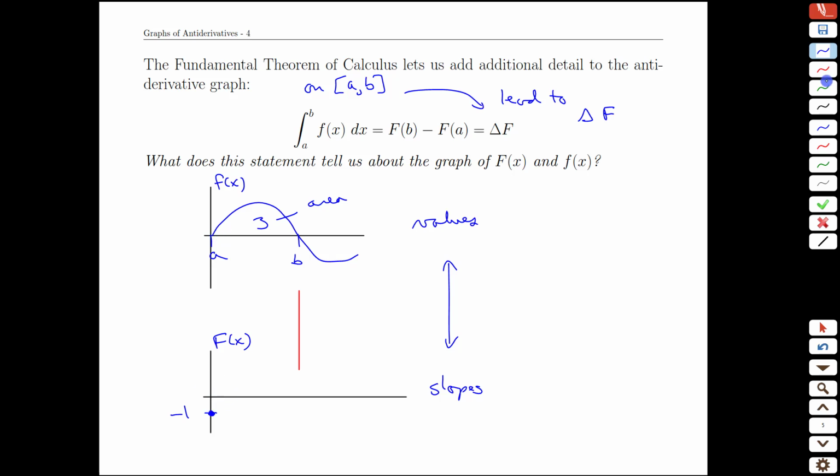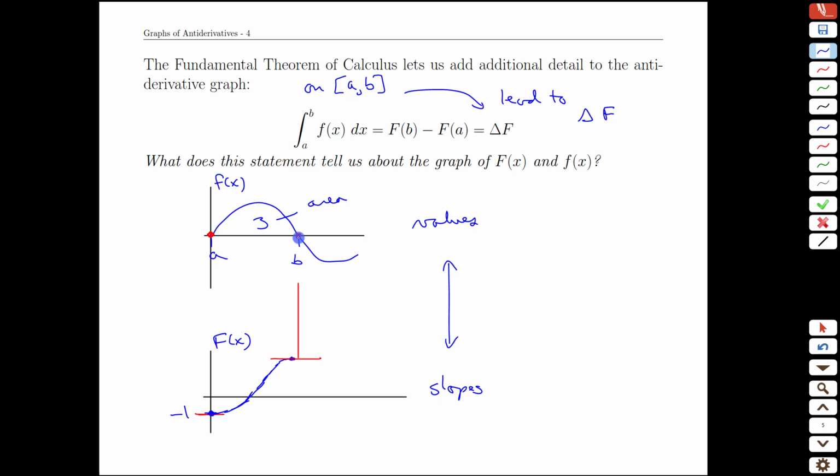Well, we know at this point here there's a 0 value, so we should have a 0 slope on this graph. We know later on we're also going to have a 0 value, so we'll need a 0 slope later on. But in the meantime, these values are positive, and so that means in the graph we're trying to sketch, we're going to get positive slopes until we line up with B, at which point we get another slope of 0. All right. What's the new feature though?